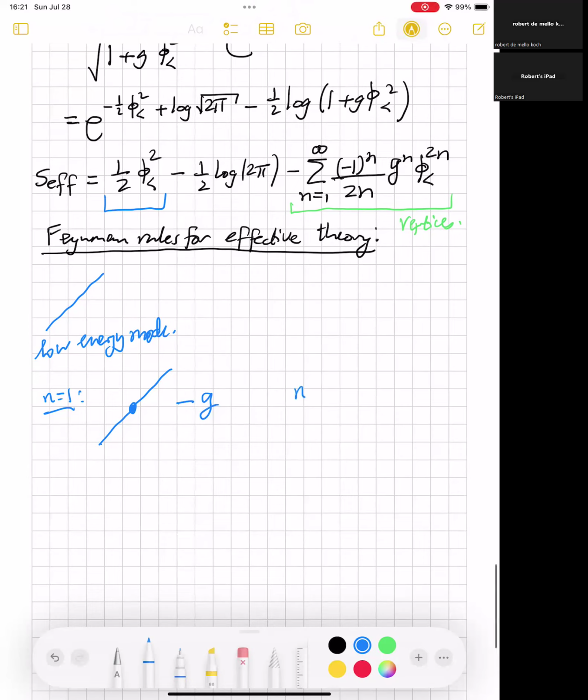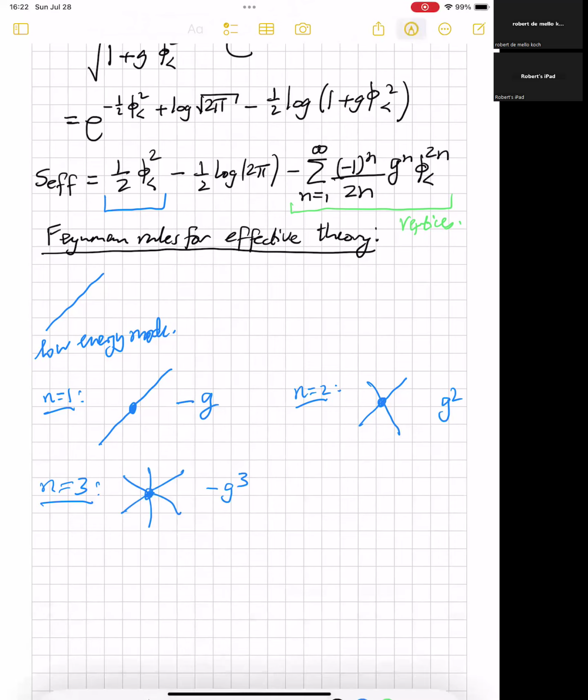Then when n is equal to 2, the strength of this will be g squared. And in fact, I will have a quartic interaction. When n is equal to 3, let's not skip out 3. When n is equal to 3, the strength would be minus g cubed, and I would have 6 legs on this vertex. And it keeps going. N in the sum runs all the way up to infinity. So we have generated an infinite number of vertices.